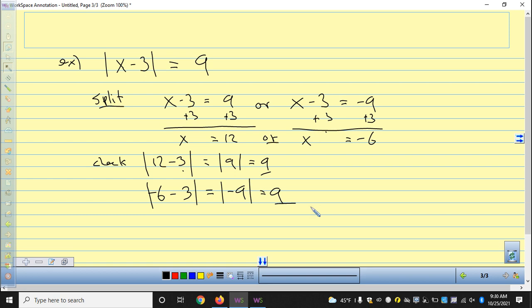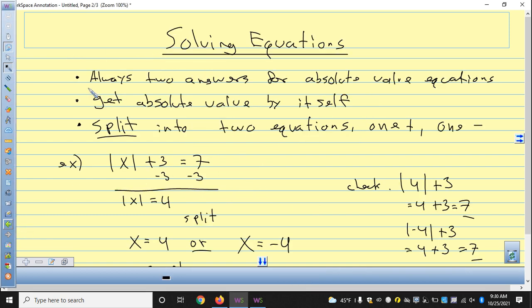Yes? Does that mean there's two possible answers for this problem? For every absolute value equation, we get two possible answers. Always. Every single time. That's what I said back here. Always two answers for absolute value equations.